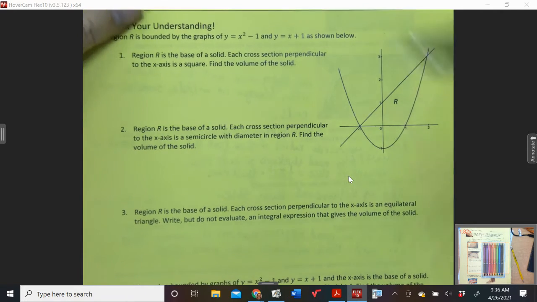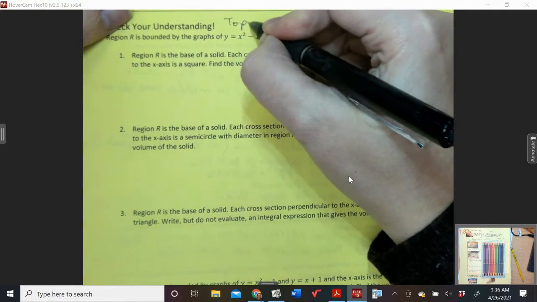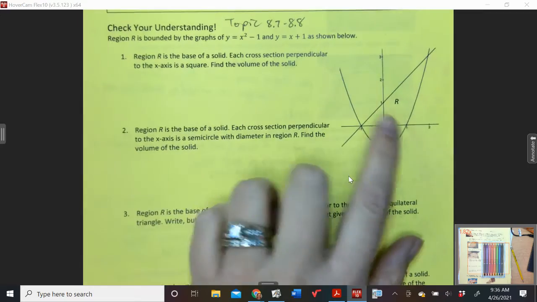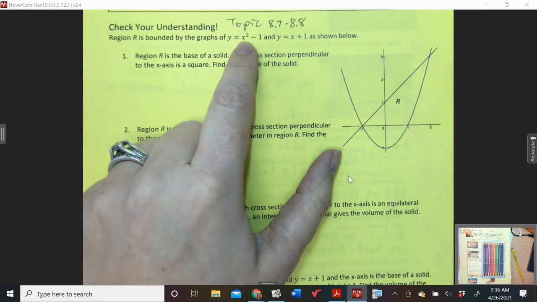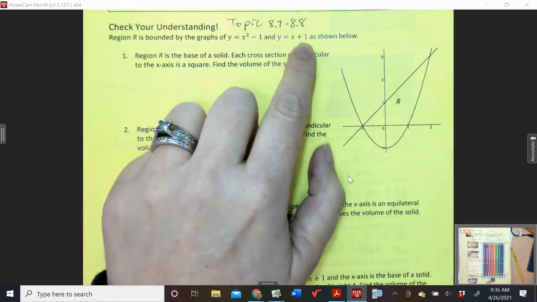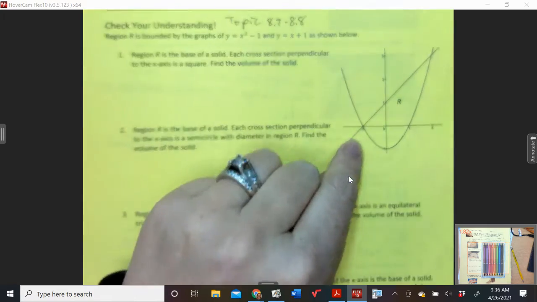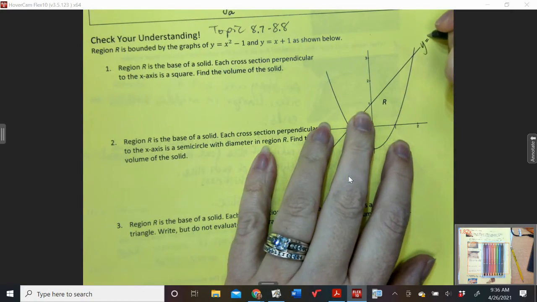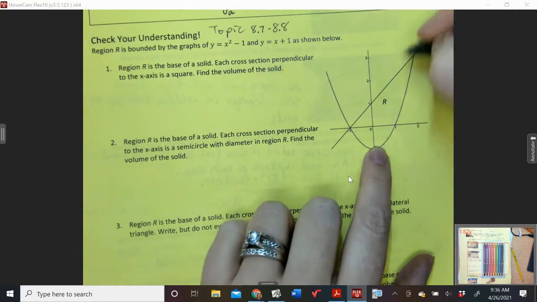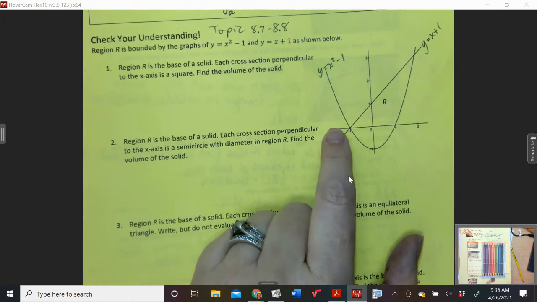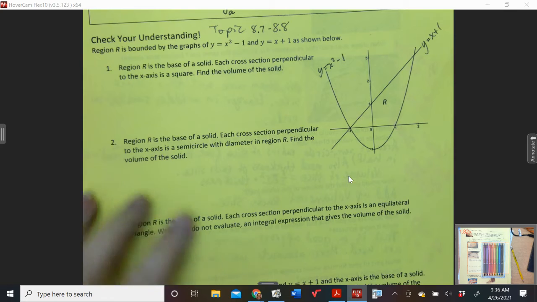This is topic 8.7 and 8.8. So we have a region bounded by the graphs of y equals x plus 1. You see the line x plus 1 is right there. Let's go ahead and write that next to it. And then this curve is y equals x squared minus 1. So those are our two graphs.